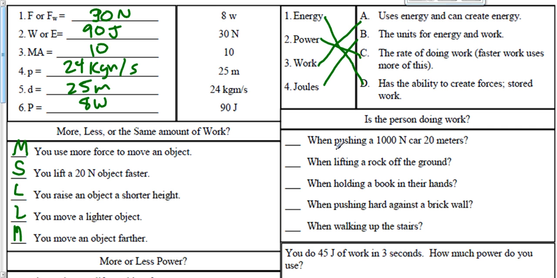So next we're going to say yes or no if this person is doing work. When pushing a 1,000 Newton car 20 meters, yes, there's force and distance. Lifting a rock off the ground, yes, there's force and distance. Holding a book in their hands, no, that's not moving a distance. Pushing hard against a brick wall, no, no distance. And when walking up the stairs, yes, you're moving yourself up the stairs a distance.